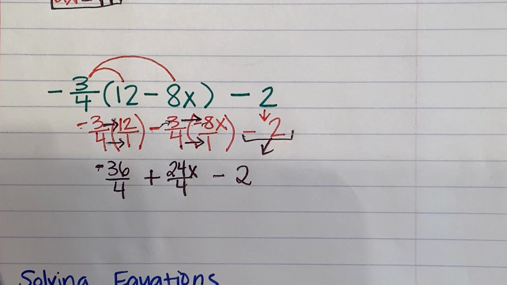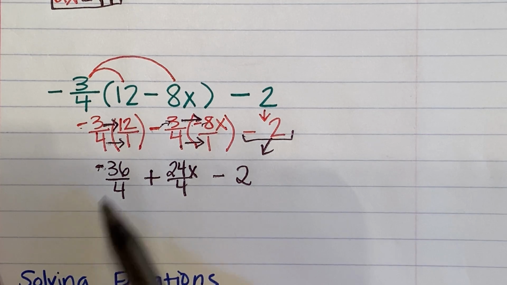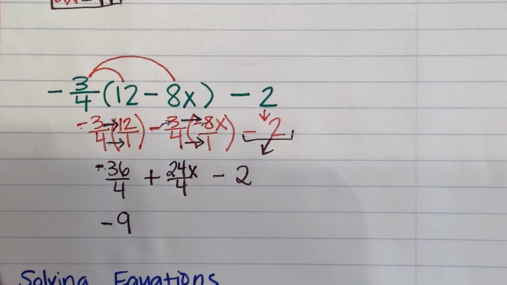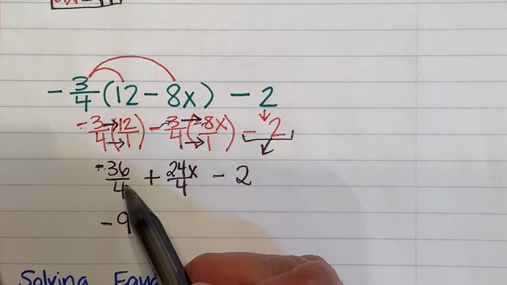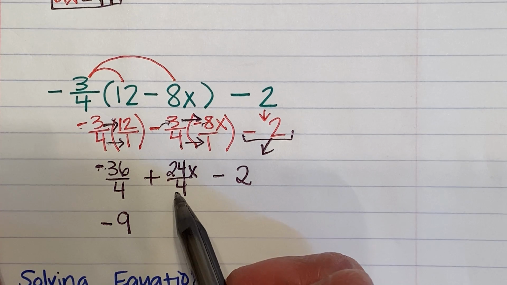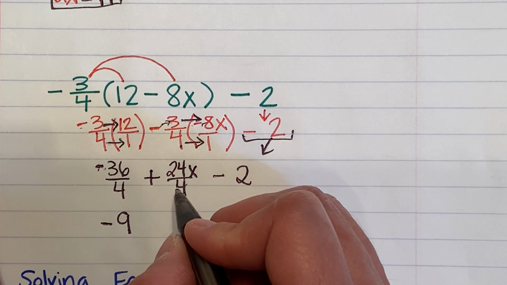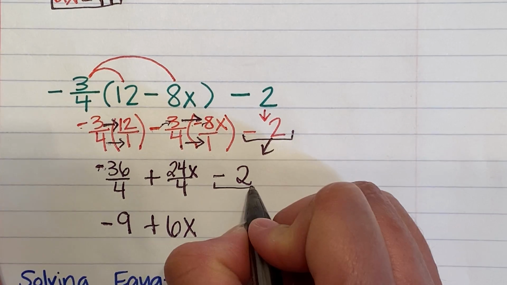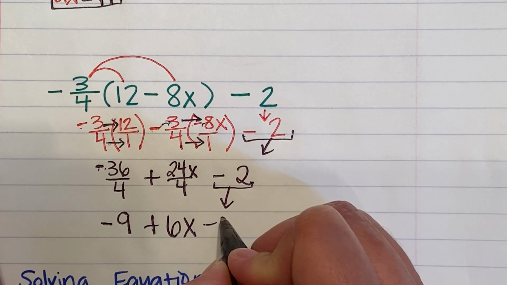Now we can simplify. If you had the calculator or you knew right away that negative 36 divided by positive 4 is a negative 9, you could have done that right away. I just want to show you the work on how we're going to get these values. So negative 36 divided by 4 is negative 9. Positive 24x divided by 4 is going to be a positive 6x. And now I still need to bring down this negative 2.